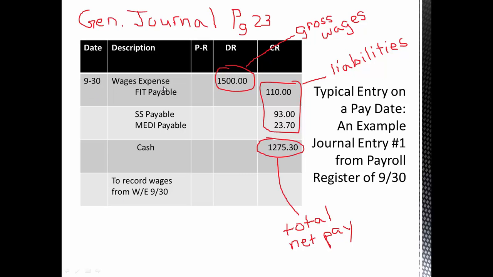We are debiting wages expense for $1,500. That was the gross wages on the total of the payroll register. We're crediting FIT payable for the $110, Social Security payable for the $93, Medicare payable for the $21.70, and we're crediting cash for the total net pay of $1275.30. And we have our explanation to record wages from week ending September 30th. And we made sure, of course, that our debits equal our credits.